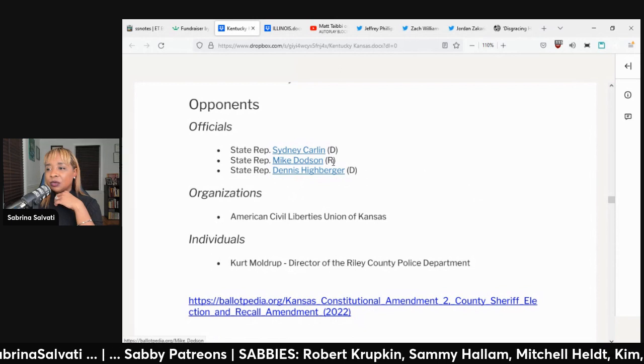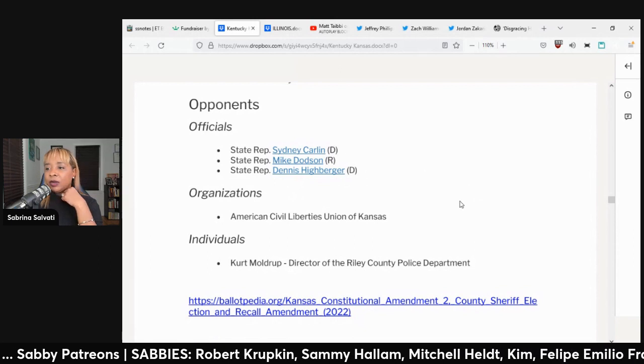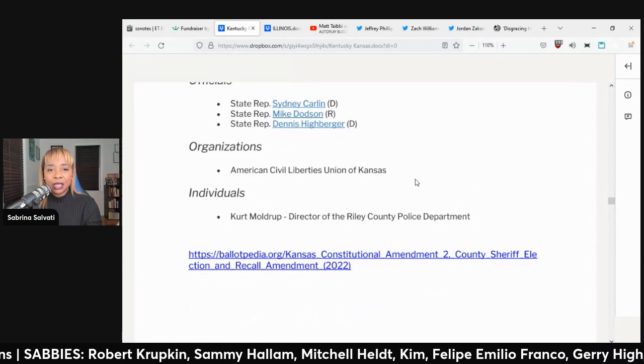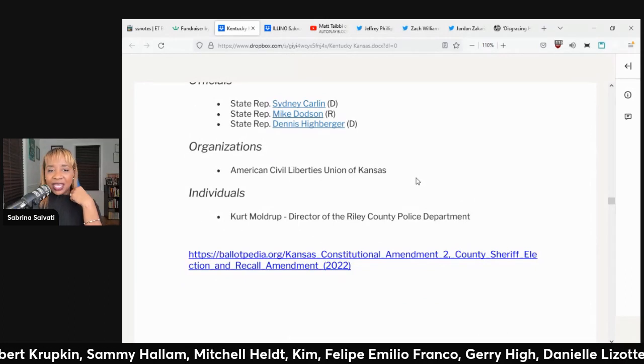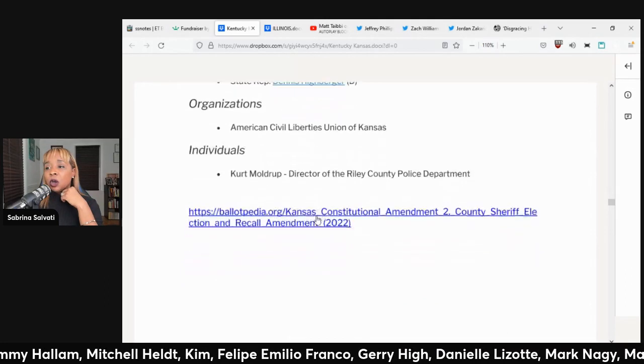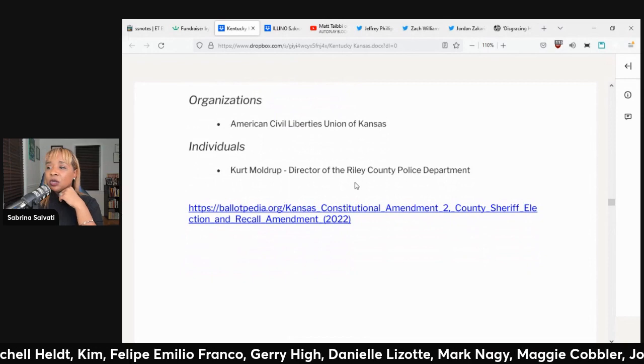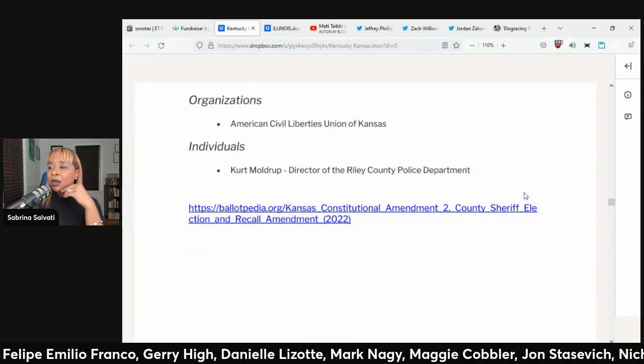Interesting. Mike is a Republican, but he sided with the Democrats on that one. Organizations: American Civil Liberties Union of Kansas, and individuals: Kurt Muldrup, director of the Riley County Police Department.